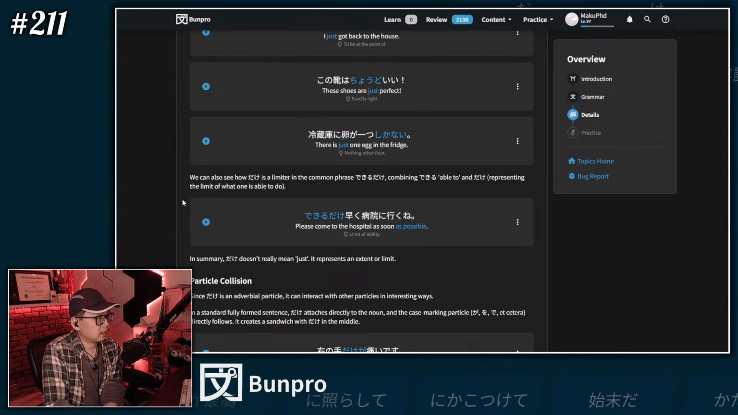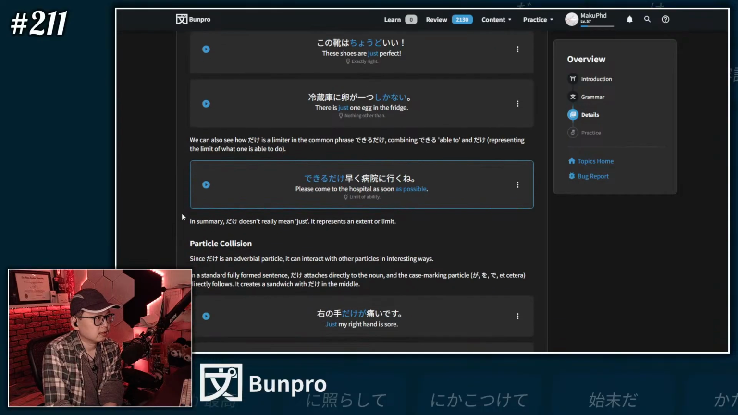We can also see how dake is a limiter in the common phrase, dekiru dake. Oh, the limit of the ability, right? Combining dekiru, able to, and dake representing the limit of what one is able to do, right? できるだけ早く病院に行くね。Well, that certainly wasn't the example I had in mind.